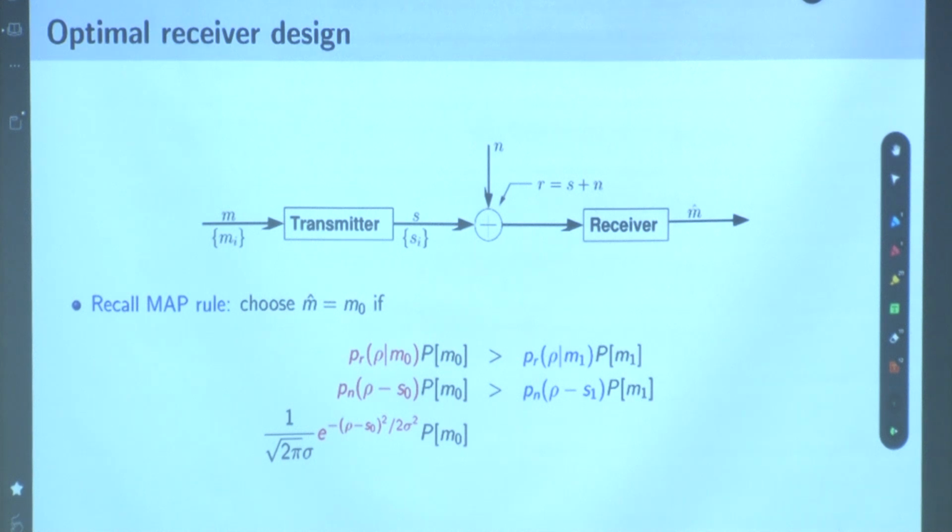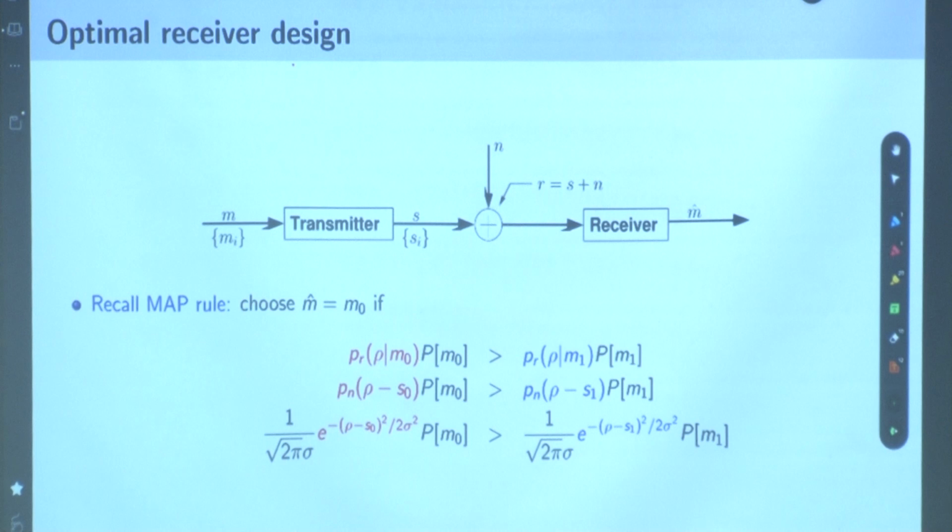If you recall, what was the original PDF? It was zero mean. And how did we write it? Exponential of minus rho square by 2 sigma square. Now what has happened while calculating this PDF? It is now shifted by S naught. So this shift is the mean. So this is rho minus S naught, square, by 2 sigma square. S naught is the mean over here and S1 is the mean over here.